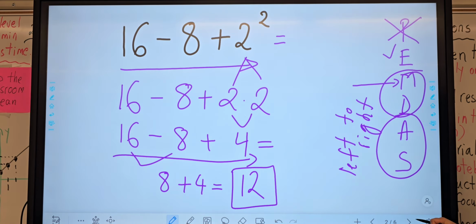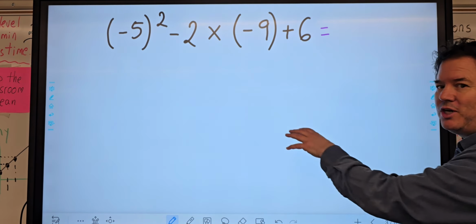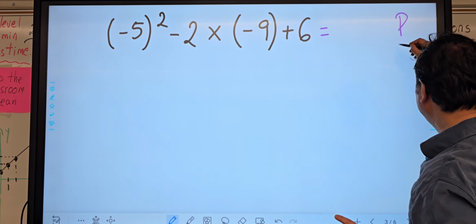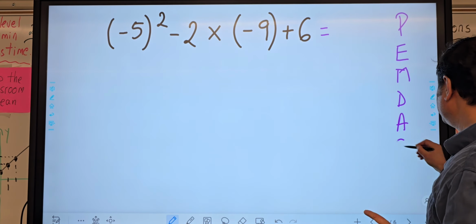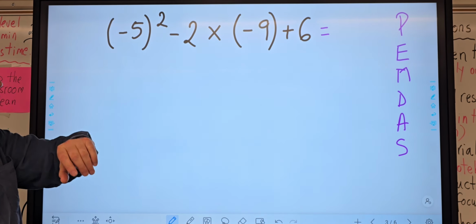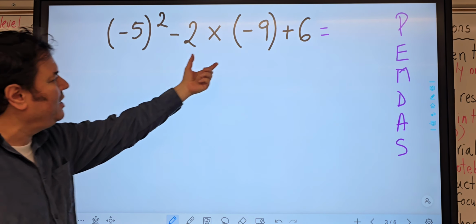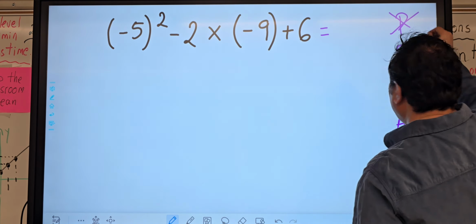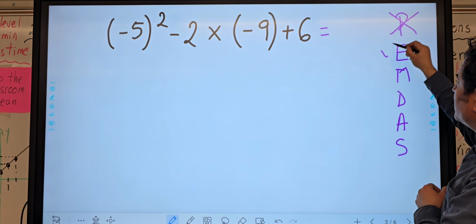Okay, let's take a look at another problem, and this problem is a little bit more challenging. But again, please don't forget to write that acronym by the side. PEMDAS. Okay, so again, we are going in this order. We have parentheses, but right now we have just one number in parentheses. We don't have any two numbers inside the parentheses. But now let's take a look at the exponents.